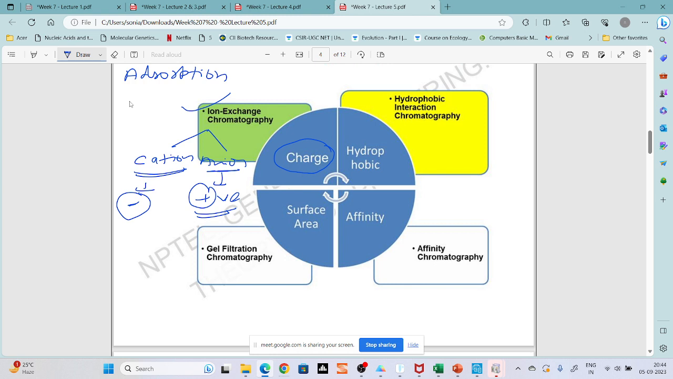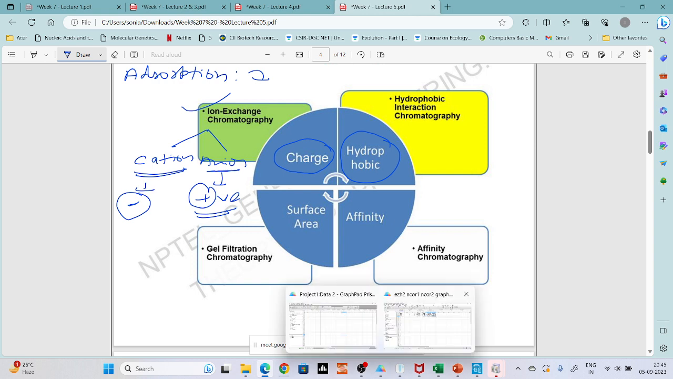Now, the next type of chromatography. These are all adsorption chromatography techniques only; we are not studying partition chromatography. Under adsorption, the next technique that we are going to study is hydrophobic interaction chromatography, which exploits the property of hydrophobicity of proteins. Now what is hydrophobicity of proteins?